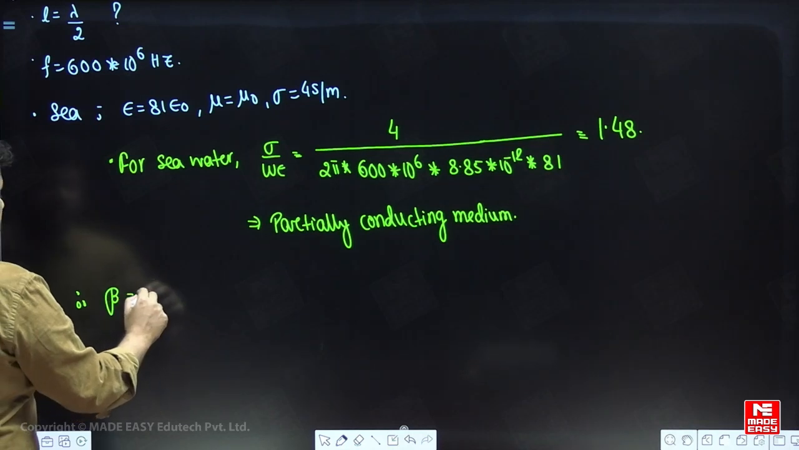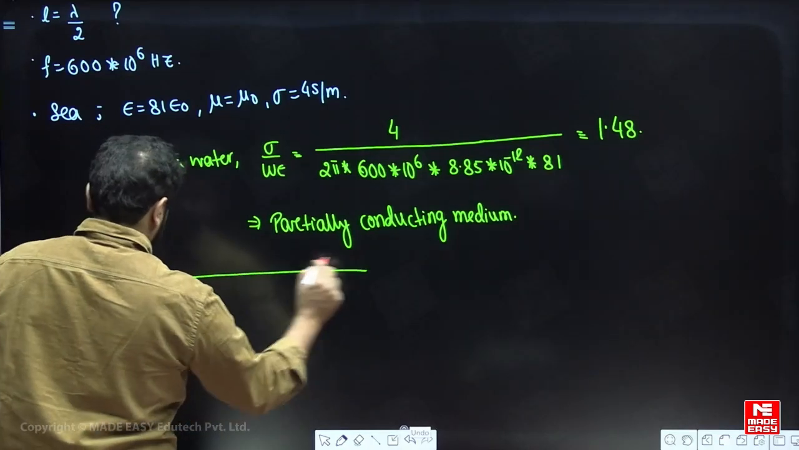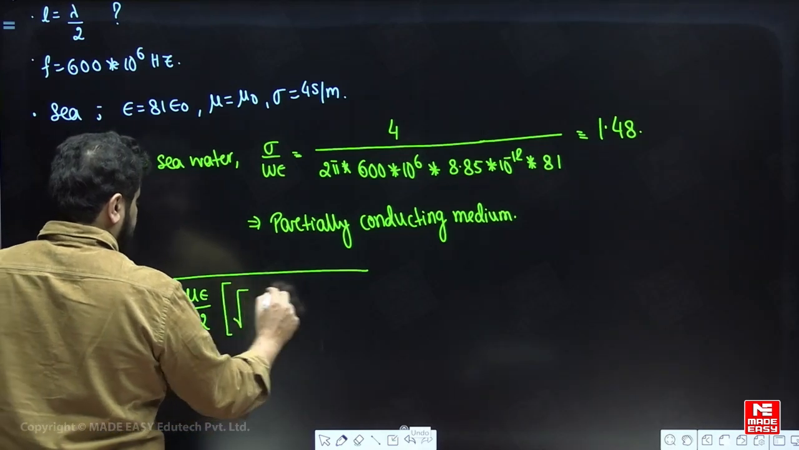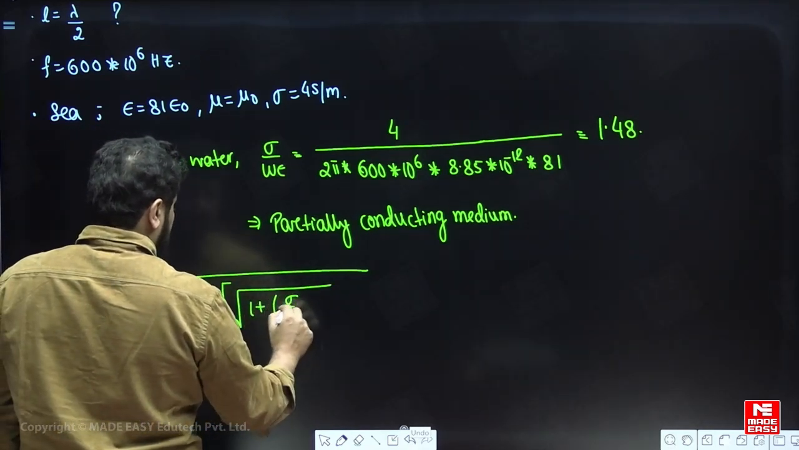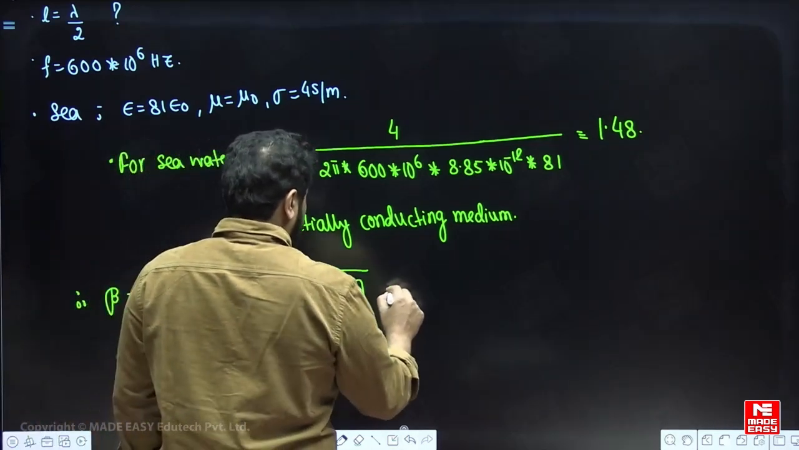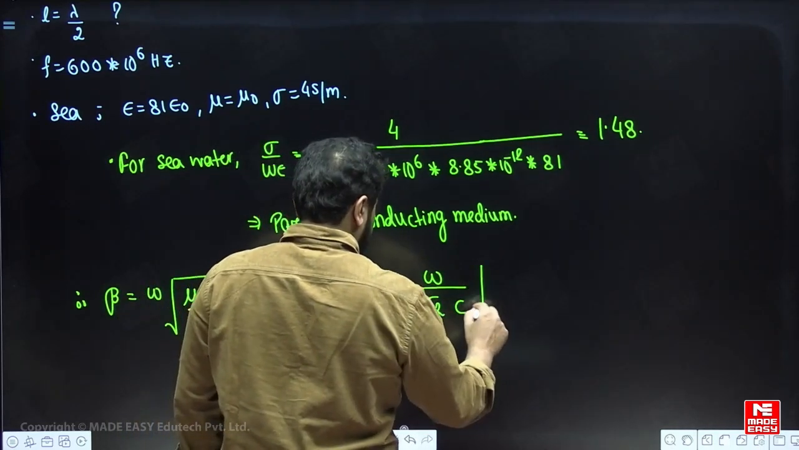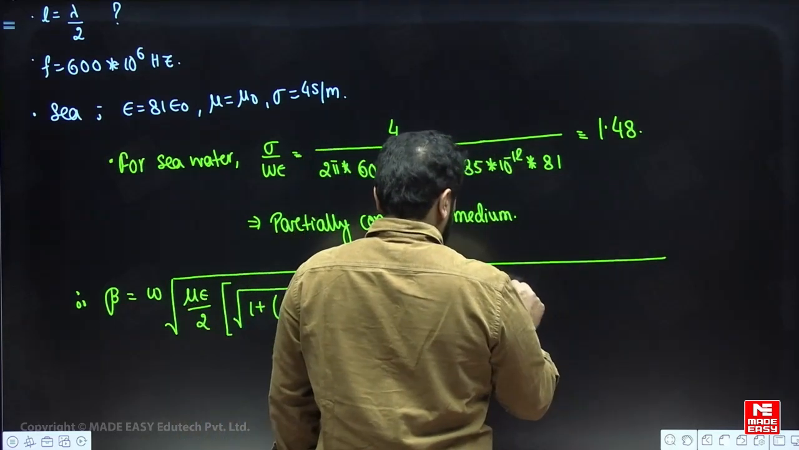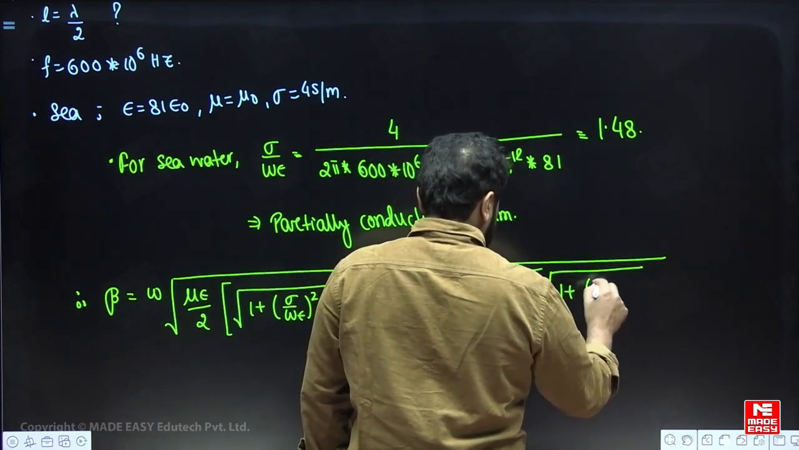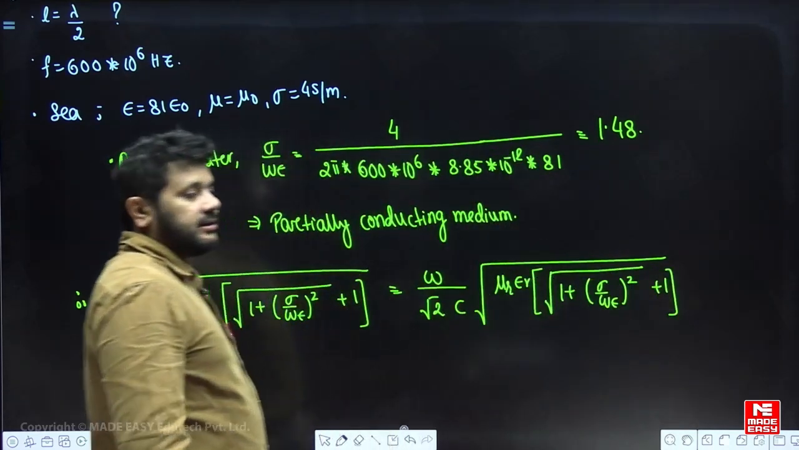beta will be how much? It is given as omega root under mu epsilon upon 2 root under 1 plus sigma upon omega epsilon whole square plus 1, right? This can be written as omega upon root 2 into c, root under mu r into epsilon r, root under 1 plus sigma upon omega epsilon whole square plus 1. Can I write it like this?